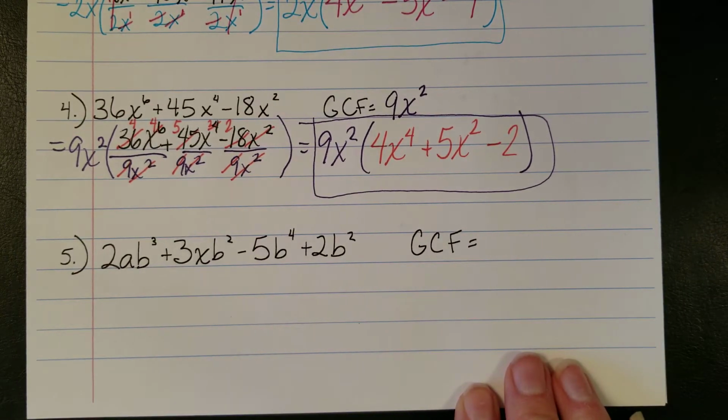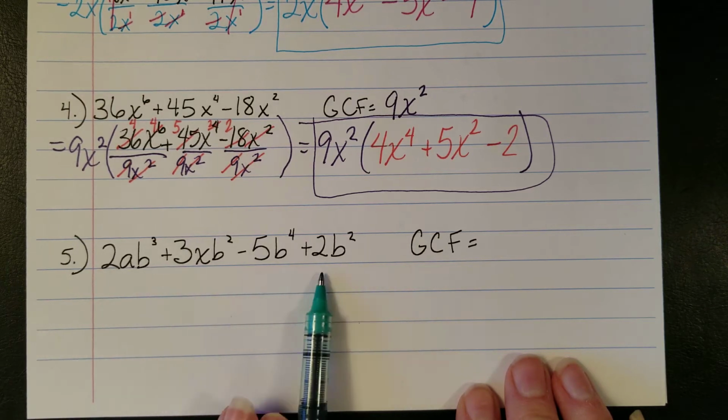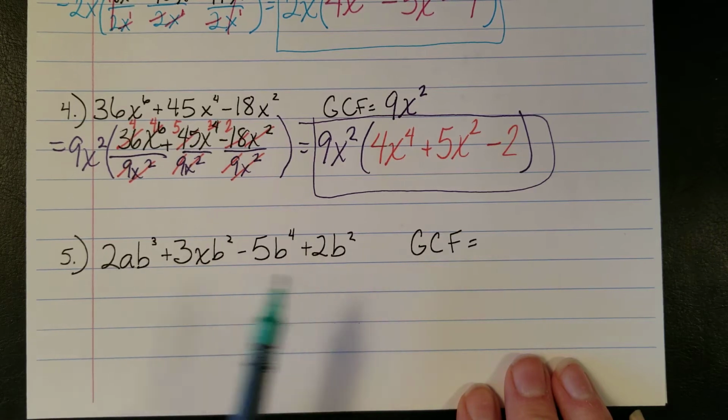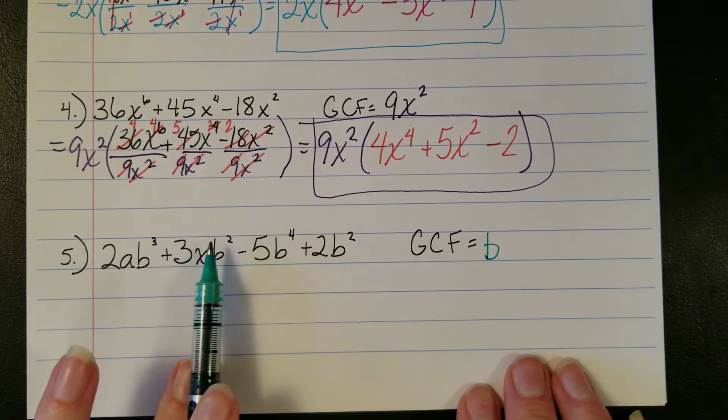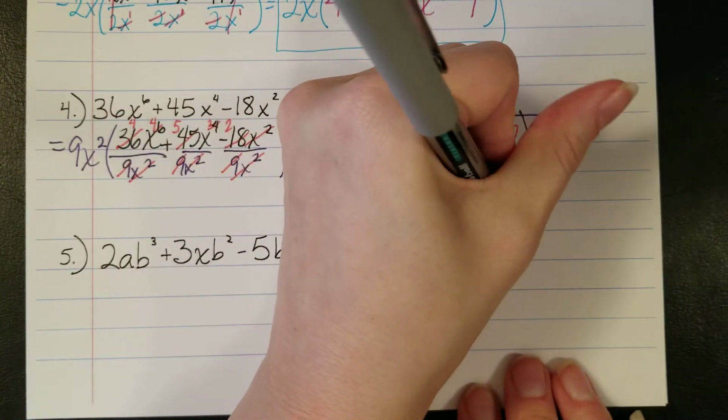And number 5, let's find the GCF. So the numbers don't have any common factors. And the only letter they have in common is b. And the smallest power of b is 2. They all have at least b squared.